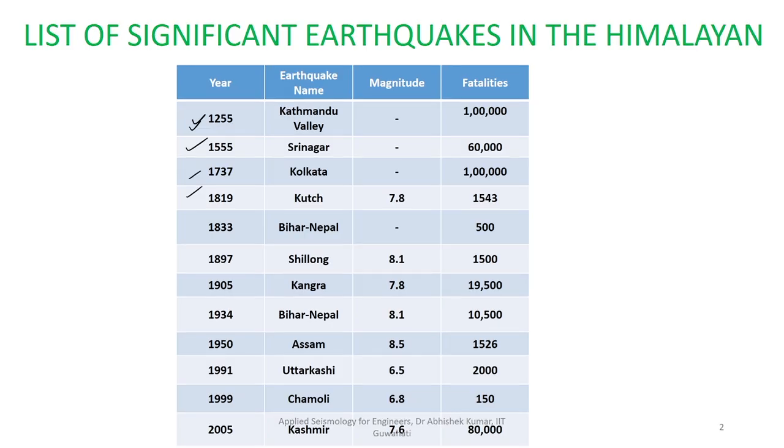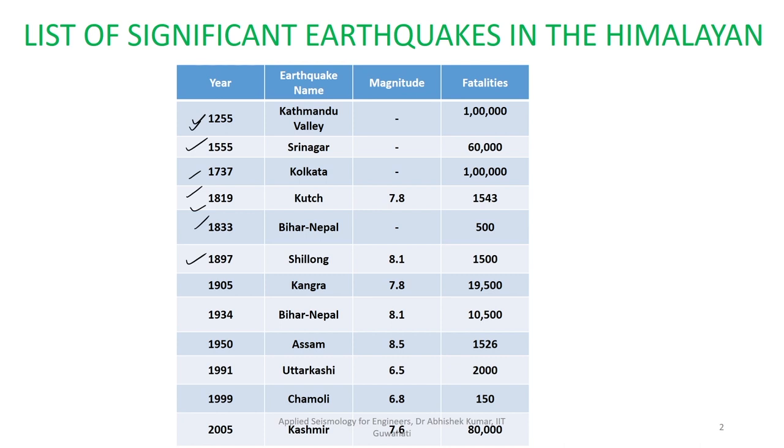Again, in 1819 there was an earthquake in Kutch leading to almost 1543 casualties. In 1833, again there was an earthquake in Bihar, Nepal, causing close to 500 casualties. These are rough figures taken from the literature. In 1897 there was an earthquake in Shillong, and close to 1500 casualties were there.